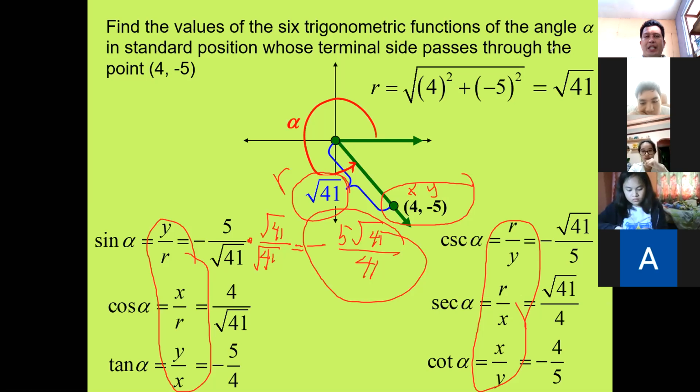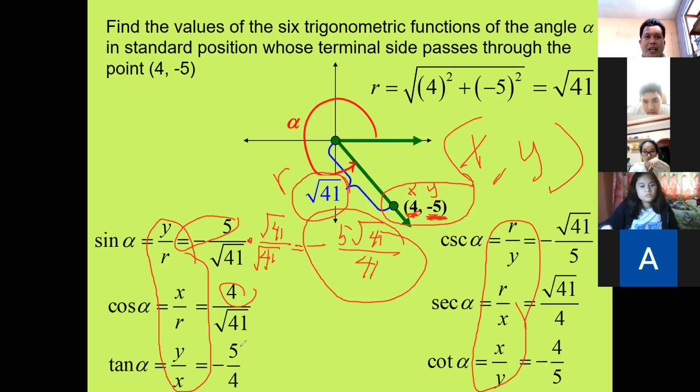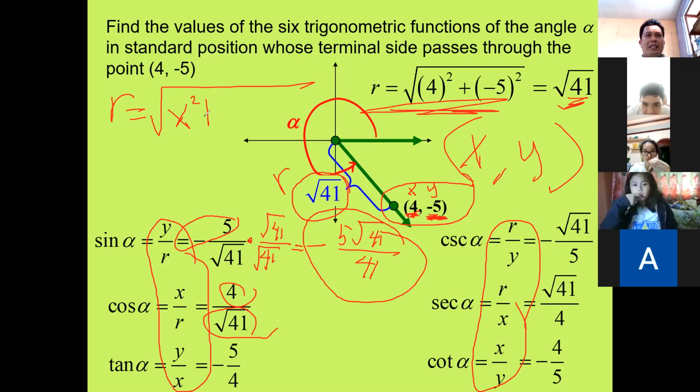Yes, Krisha. Where did you get 5 again, sir? What 5? There's no 5 here, class. It's negative 5. It comes from the coordinates of the point. Where did I get 4? From the coordinates of your point. Take note that the point contains the coordinates x and y. Where did I get the square root of 41? Solving it using the modulus formula, r is equal to the square root of x squared plus y squared.